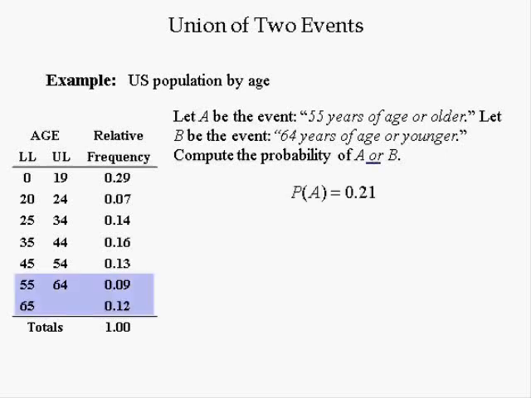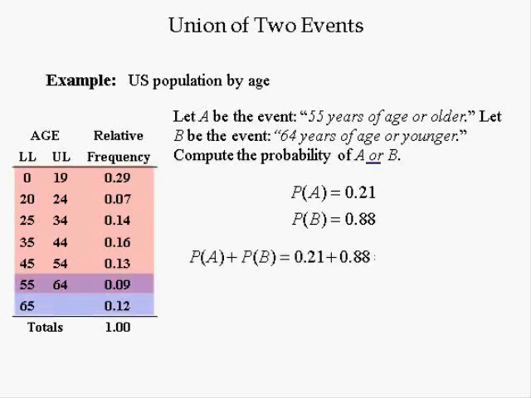The blue box identifies the sample points in event A and their probabilities. The probability of A is the sum of its sample points' probabilities, which is 0.21. The pinkish box identifies the sample points in event B and their probabilities. The probability of B is the sum of its sample point probabilities, which is 0.88. If we simply add these two probabilities together, the result is larger than 1. Probabilities cannot be larger than 1.